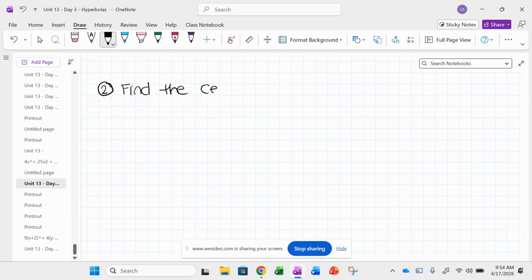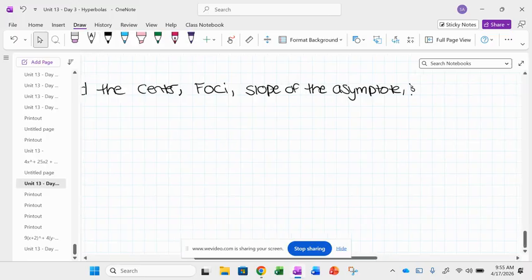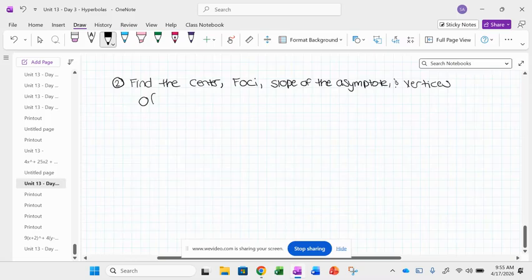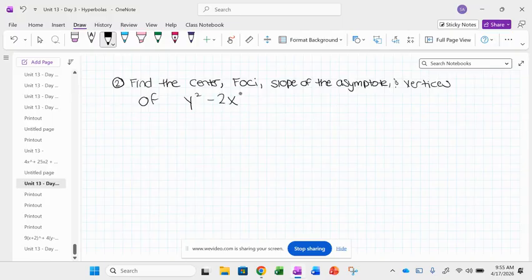Find the center, foci, slope of the asymptote, and vertices of y squared minus 2x squared plus 6y plus 4x minus 9 equals 0.